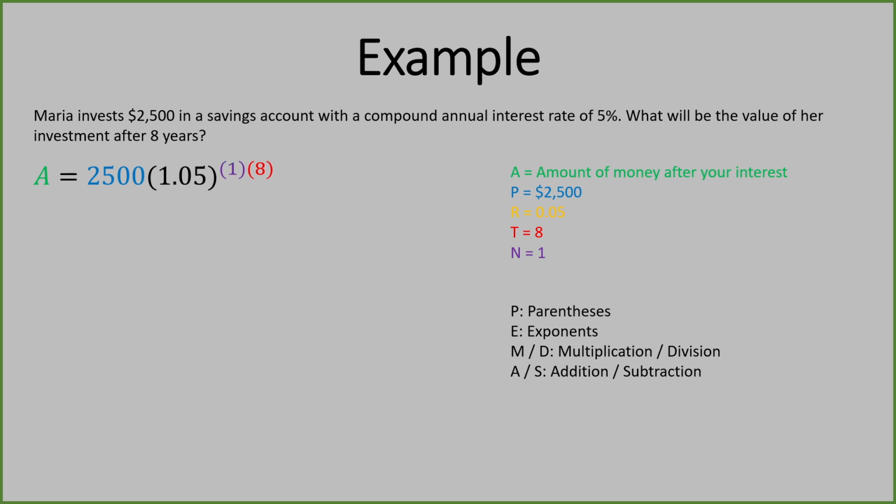Next up come the exponents. The 1 and the 8 are plugged in next to each other, with only parentheses keeping them apart. So that means we'll have to multiply them together. 1 times 8 is 8. Okay, now comes the fun bit. We're not done with that exponent. We're going to take 1.05 and, using our calculators of course, raise it to the 8th power.